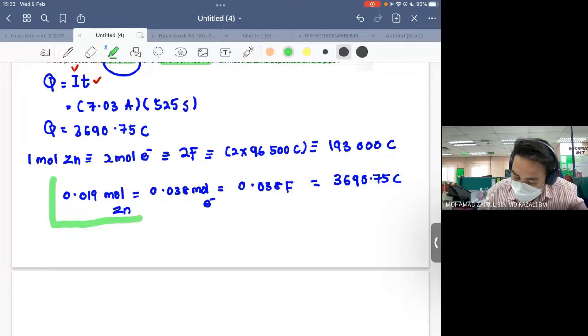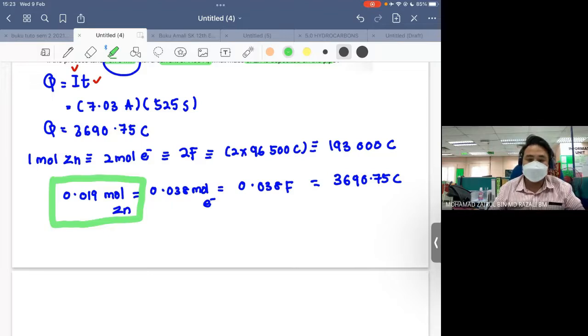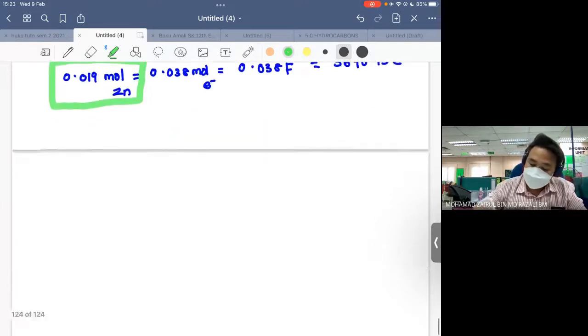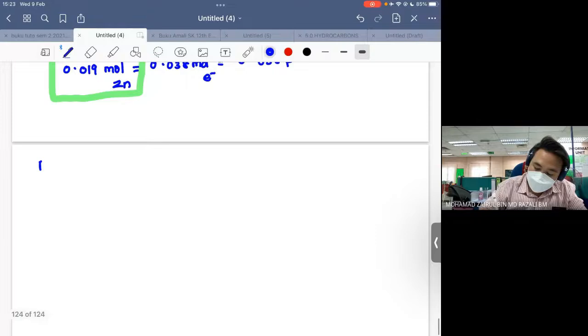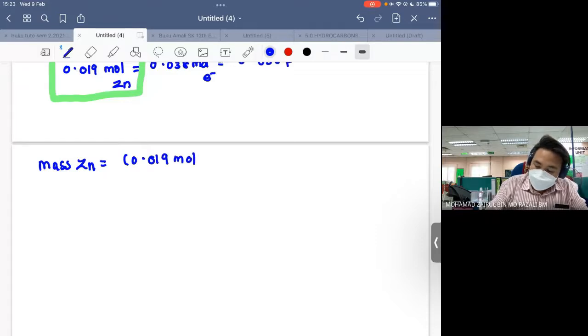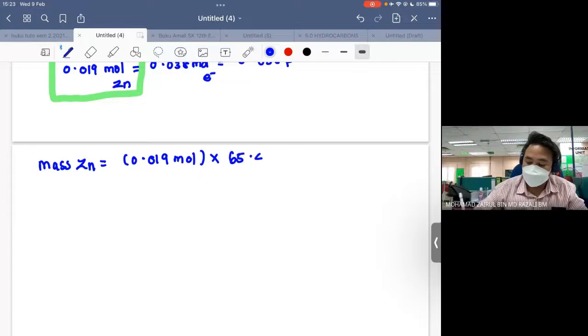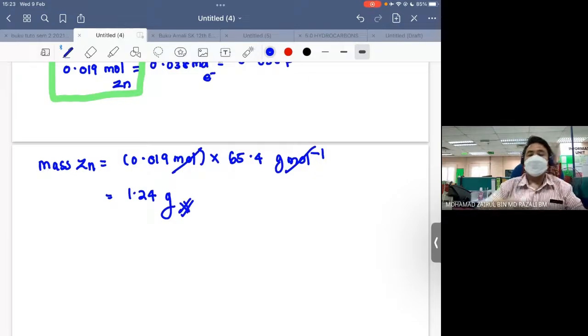So sekarang ni kita dah dapat mole of zinc. So dah dapat mole of zinc, kita boleh dah cari mass dia. So the mass of zinc deposited tu is equal to 0.019 mole multiplied by the molar mass. So the molar mass of zinc is 65.4 gram per mole. So we can cancel out per mole and mole. So awak dapat 1.24 gram of zinc. Okay, itu sahaja. Okay, ada apa-apa soalan?